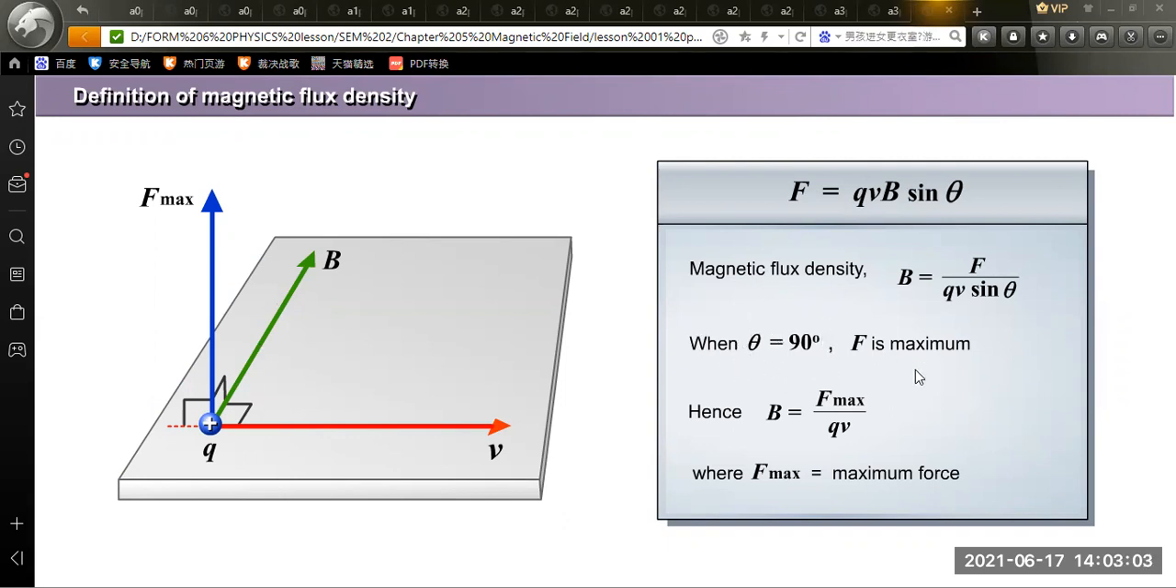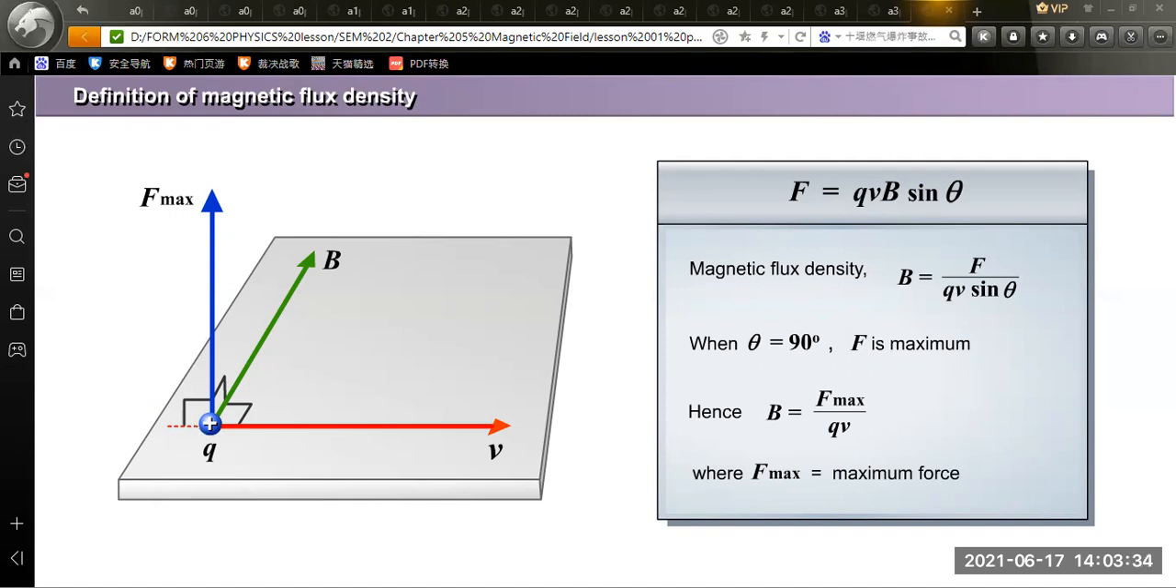Okay, so the F will be maximum. So B is equal to F maximum over QV, where F maximum is the maximum force produced. B and V will produce the F maximum when they are at 90 degrees. From 90 degrees it starts to reduce until at 180 degrees it becomes zero.